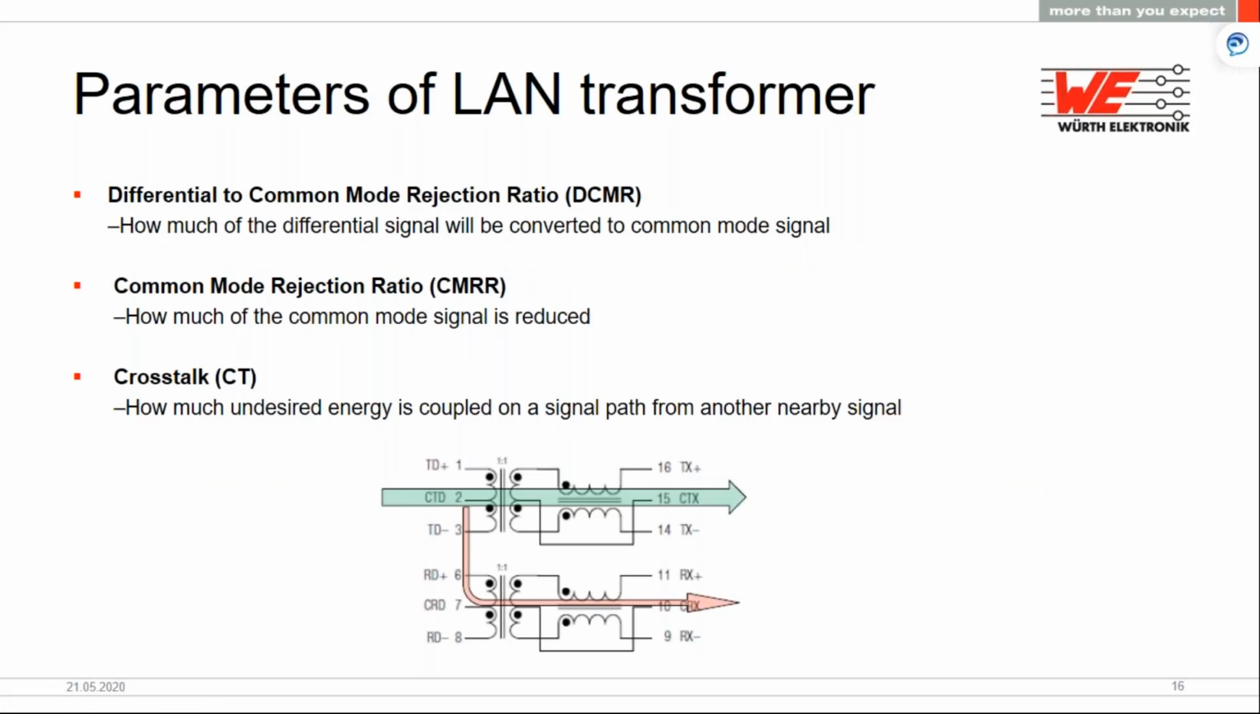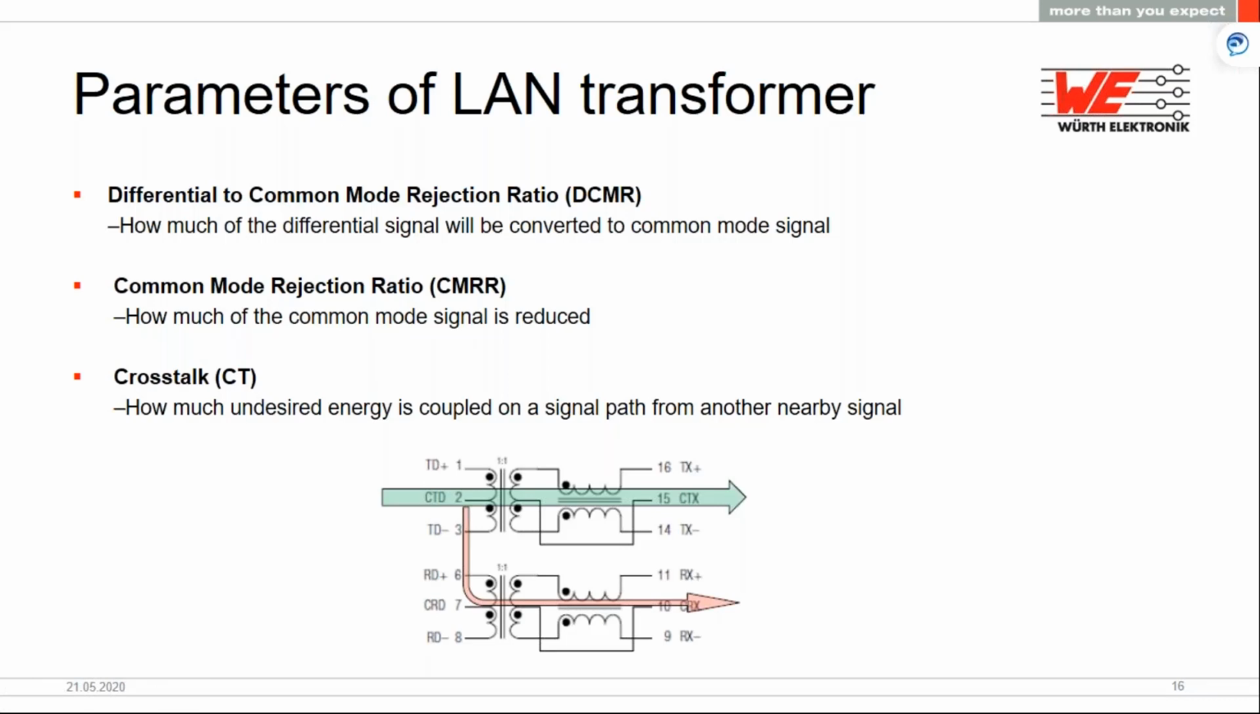Next property is differential to common mode rejection ratio, DCMR. This is a measure of how much of a differential signal we can convert into common mode signal. This we do because it is much easier to get rid of common mode signal simply by using a common mode choke. That is why we need to convert the differential signal into common mode first. And following that, we have a property named common mode rejection ratio, which will help us to reduce the ultimate common mode noise or common mode signal that we have simply by using a common mode choke.